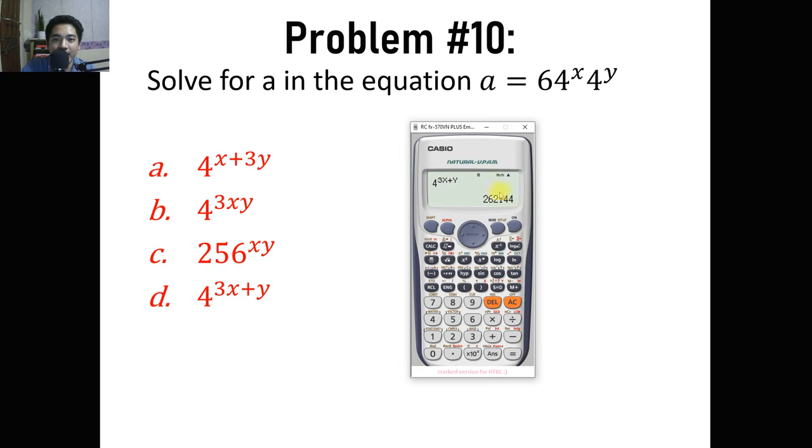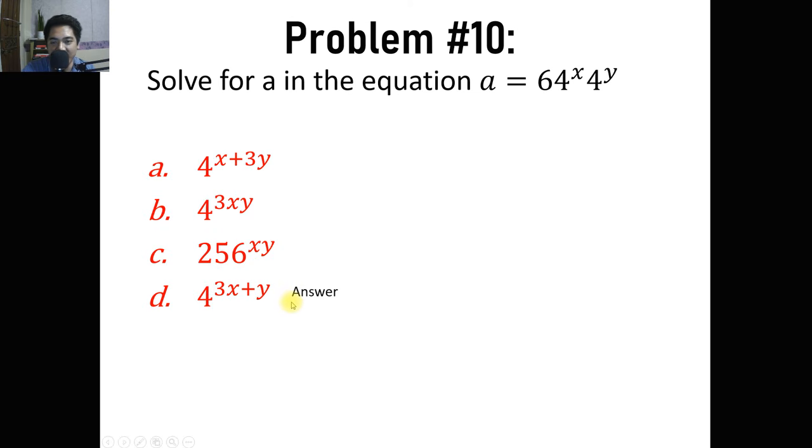For letter D, this is the value that we have calculated here in our equation A, 262,144. So, hence, our answer would be letter D.